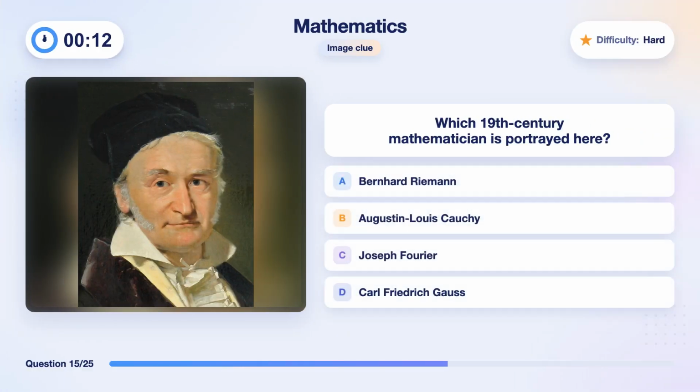Which 19th century mathematician is portrayed here? Options: A. Bernhard Riemann, B. Augustin Louis Cauchy, C. Joseph Fourier, D. Carl Friedrich Gauss. If you know it, you'll know it instantly. You have 12 seconds. Timer starts now.